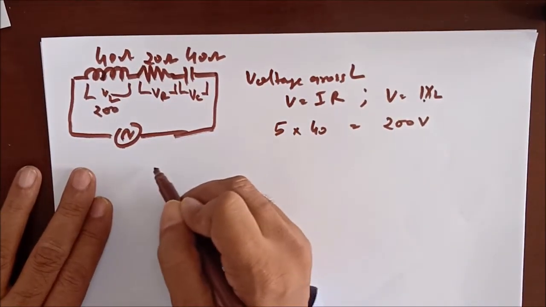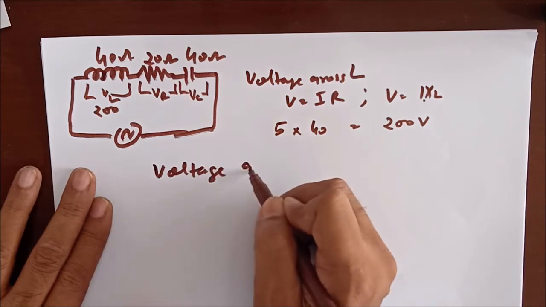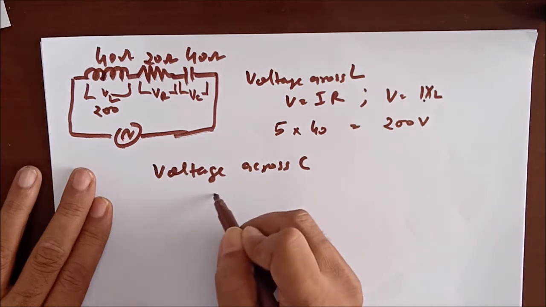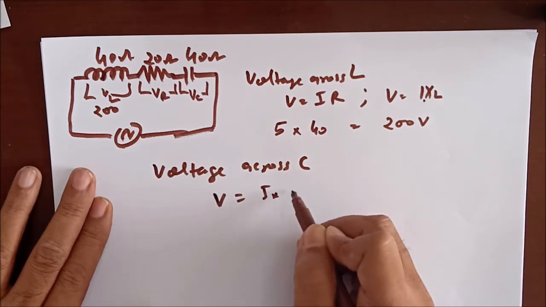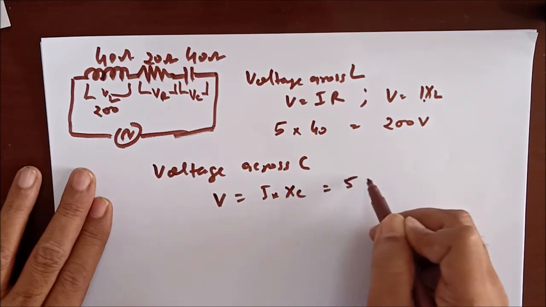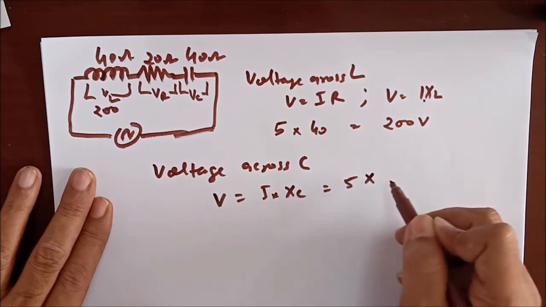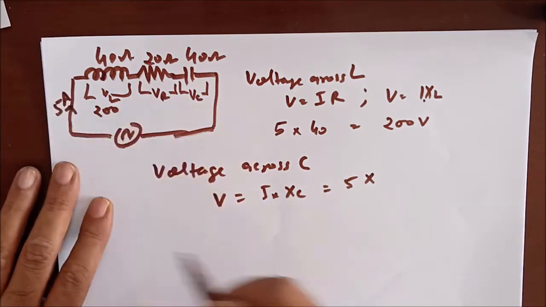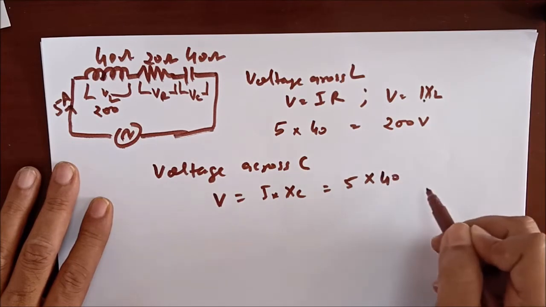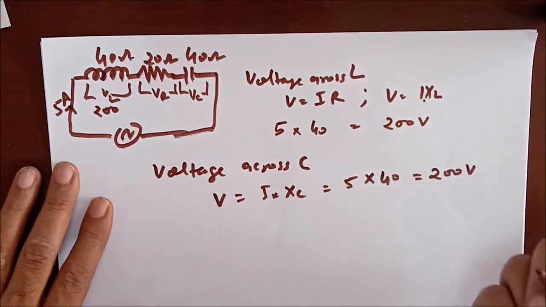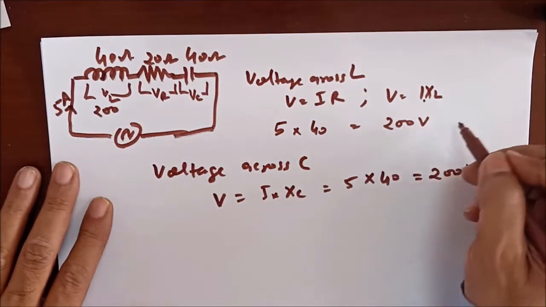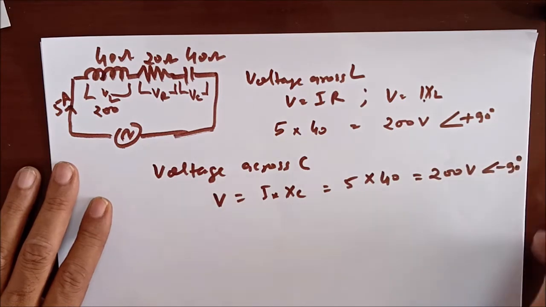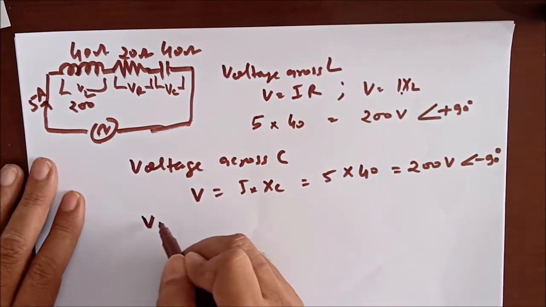Same way voltage across C, V is equal to I into XC. This is equal to 5 ampere, this is I, 5 ampere, 5 A into 40. See, this one is also 200 V. If you want to remember, this is XL, so the angle is plus 90 degree, and this angle is minus 90 degree.